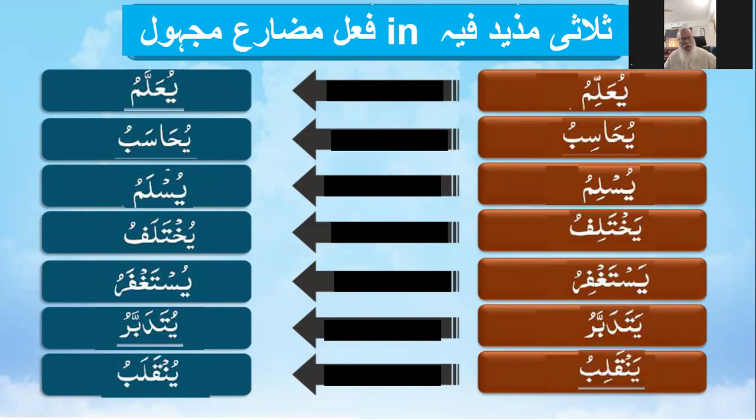Yankalibu, yunkalabu. So the first letter, that is actually the sign of mudari, had dhamma, and the letter before the last letter has fatha in all.